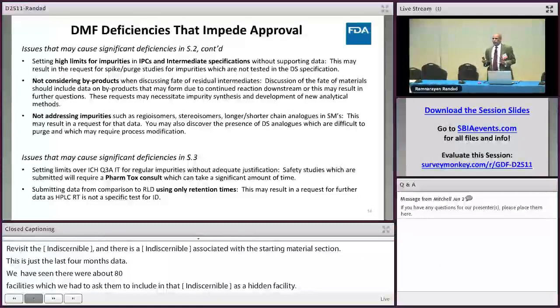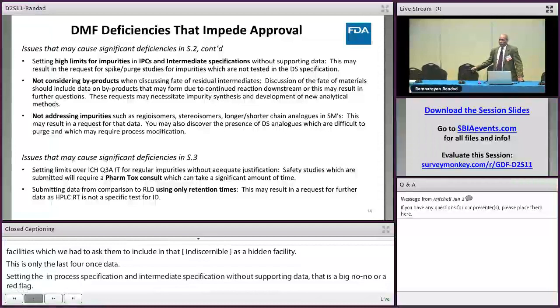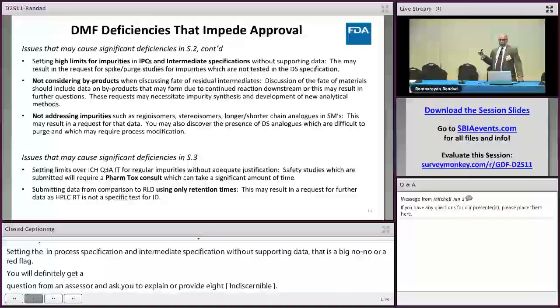Now, setting the in-process specification and intermediate specification without supporting data is a big no-no or a red flag. You will definitely get a question from an assessor asking you to explain or provide spike-and-purge studies. When you are proposing a high impurity level in the intermediate, think about byproducts, or the possibility of that impurity reacting down the stream.